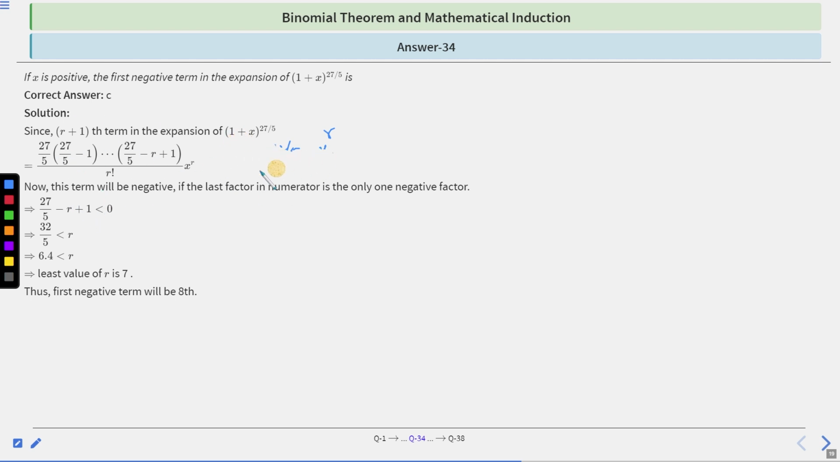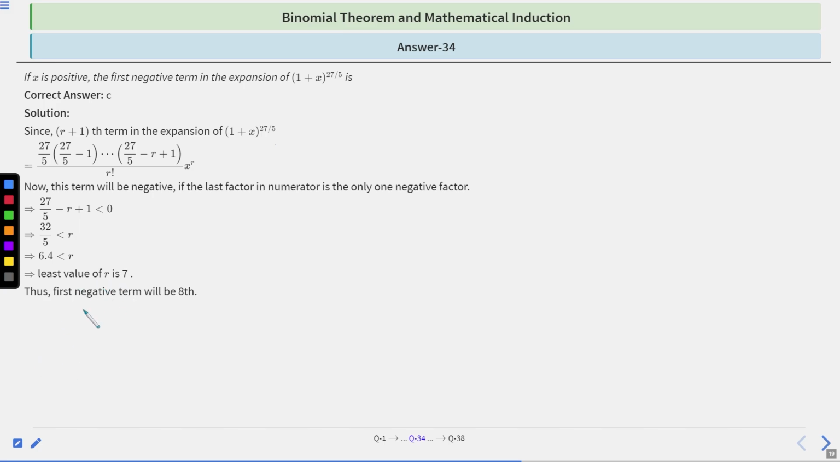Now this term is basically negative. This term will be negative if the last factor in the numerator is the only negative factor, right? Clear? Because all the other terms are positive. So if the last term is negative, then the whole term will be negative. So 27 by 5 minus r plus 1 is less than 0. This implies 32 by 5 is less than r. So r is basically greater than 6.4. So the least value of r should be 7.